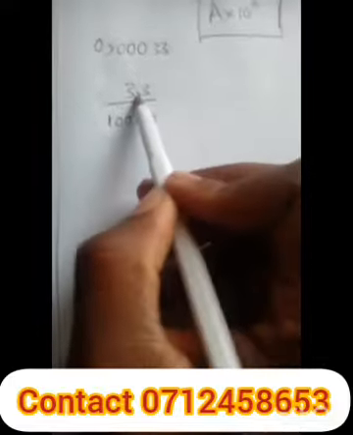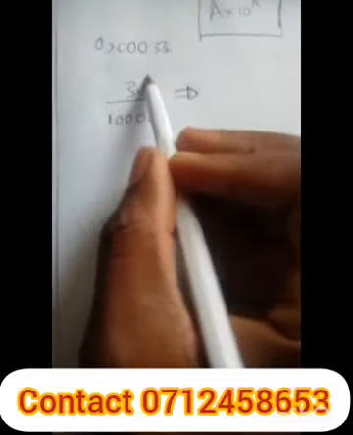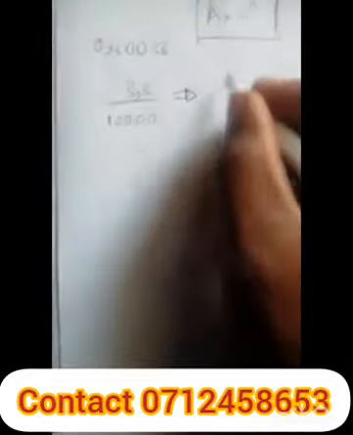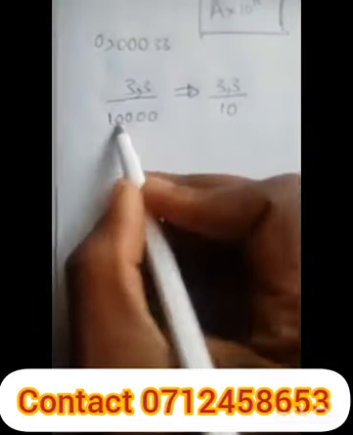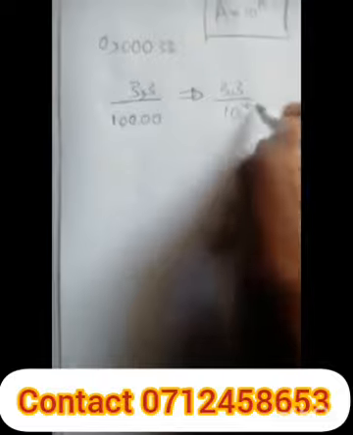3.3 over 10,000. Then automatically I now know my 3.3 is between 1 and 10. I automatically know that it will be 3.3 over 10 to the power of 1, 2, 3, 4, over 10 to the power of 4.